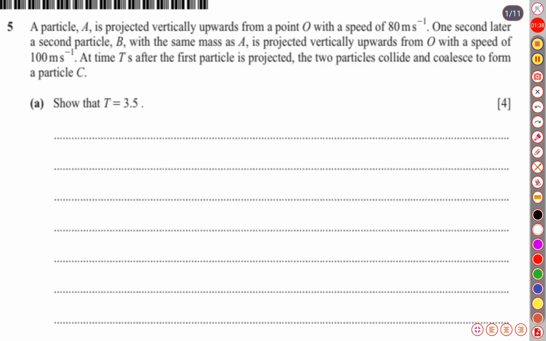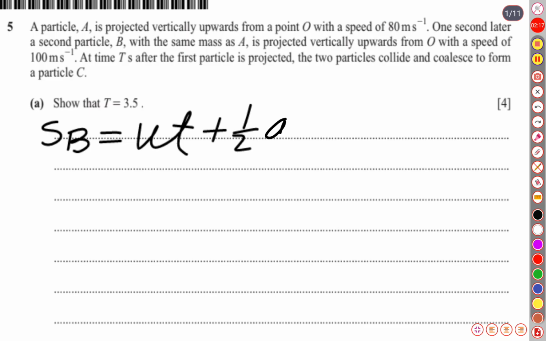As we have already decided that the concept we are going to apply is both the particles must collide at the same height from the ground. So let us find the height, and height means displacement or distance. We know the concept is the suvat formula, which is going to be applied. First of all, we will start with the particle B because B was projected later on. So SB, the formula is going to be applied. SB is equal to ut plus half at squared.